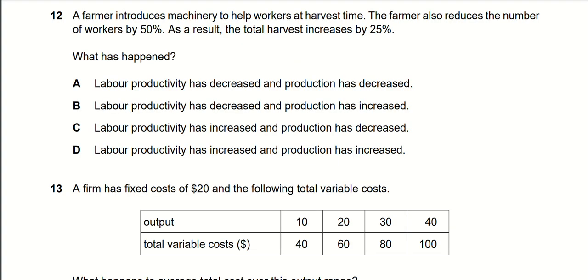Okay, question 12. A farmer introduces machinery to help workers at harvest time. The farmer also reduces the number of workers by 50%. As a result, the total harvest increases by 25%. Okay, what has happened? Labor productivity has decreased and production has decreased. Well, first of all, production has increased, not decreased, so the correct options would either be B or D. Now, the workers have been reduced by 50% and harvests have increased by 25%, so that means there are fewer workers now, but there is more output. So labor productivity has increased, hence your answer will be D.